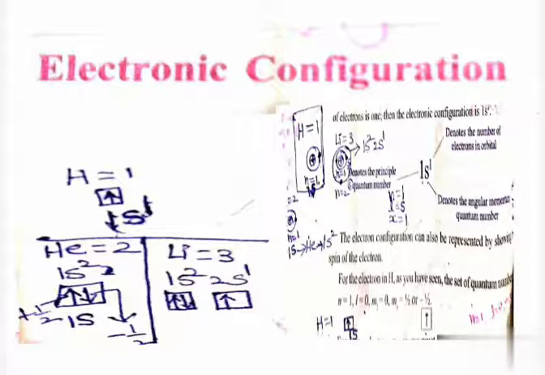That element is hydrogen. This hydrogen has atomic number Z equals 1. What is the atomic number of hydrogen? Hydrogen atomic number Z equals 1. So the number of electrons is 1. Hydrogen we will take as an example to write the electronic configuration. Hydrogen atomic number is 1, so how many electrons are there? One electron is there.